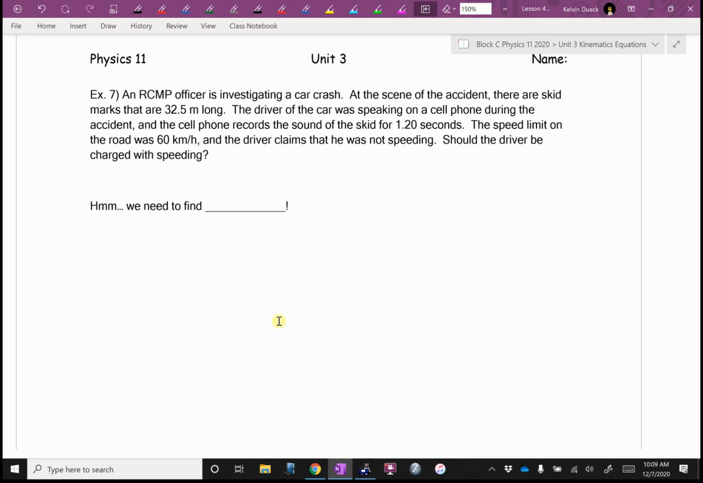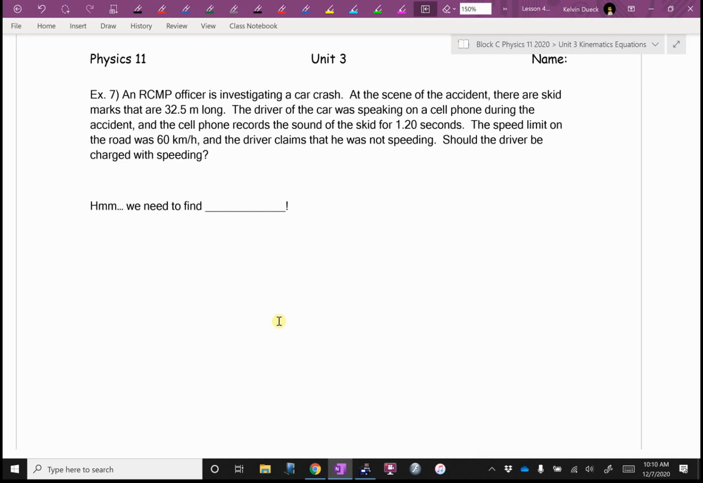So here's a question. It says this: an RCMP officer is investigating a car crash. At the scene of the accident, there are skid marks that are 32.5 meters long. The driver of the car was speaking on a cell phone during the accident, and the cell phone has recorded the sound of the skid for 1.2 seconds. The speed limit on the road was 60 kilometers per hour, and the driver claims he was not speeding. Should the driver be charged?